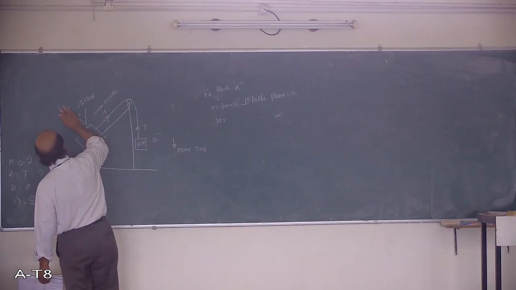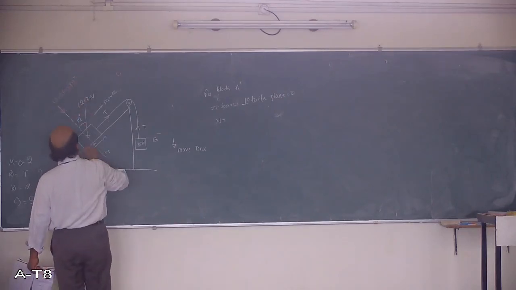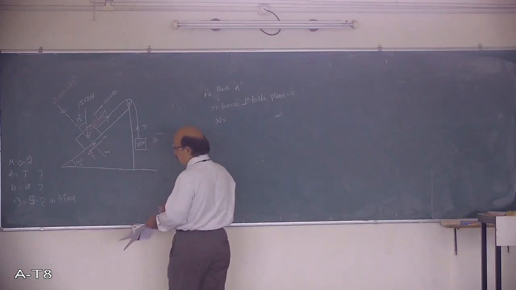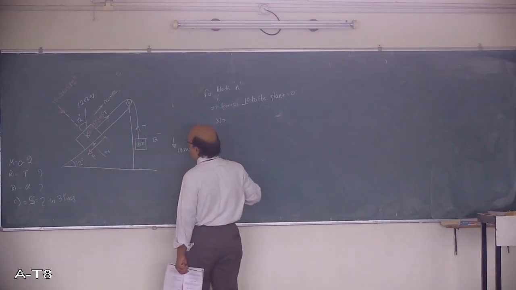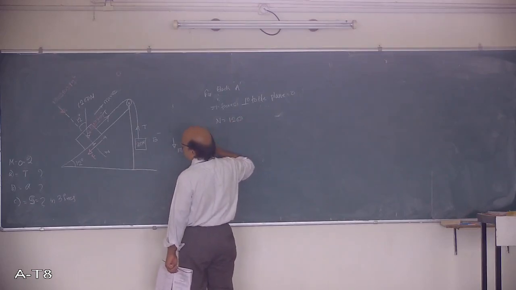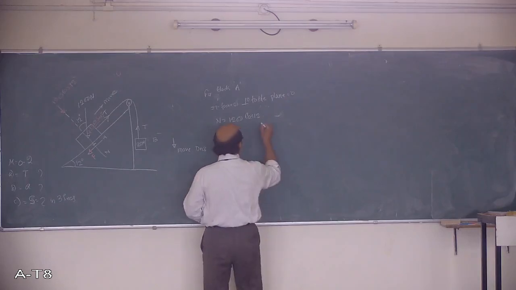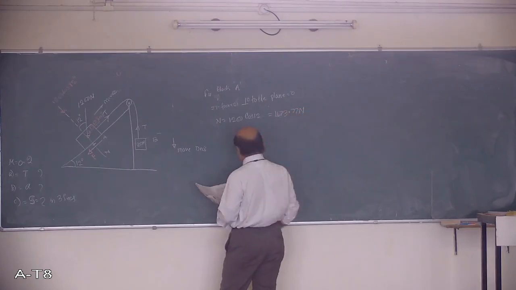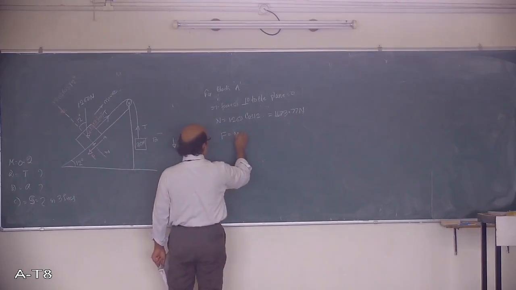So N is equal to the component of this 1200 Newton weight: 1200 cos 12 degrees perpendicular to the plane, and 1200 sin 12 degrees parallel to the plane. So by applying equilibrium perpendicular to the plane, N equals 1200 cos 12, which works out to 1173.77 Newtons.